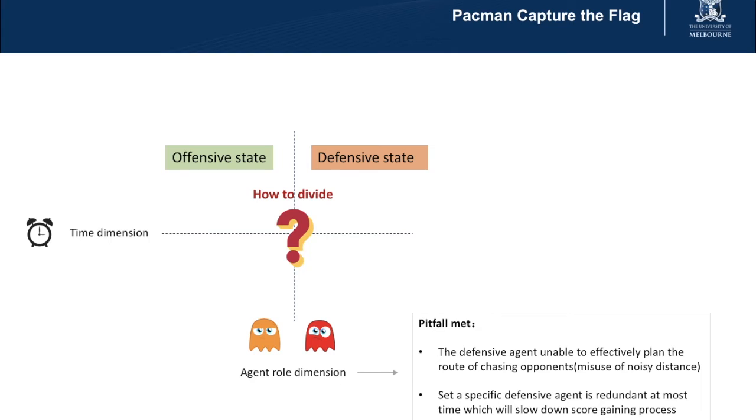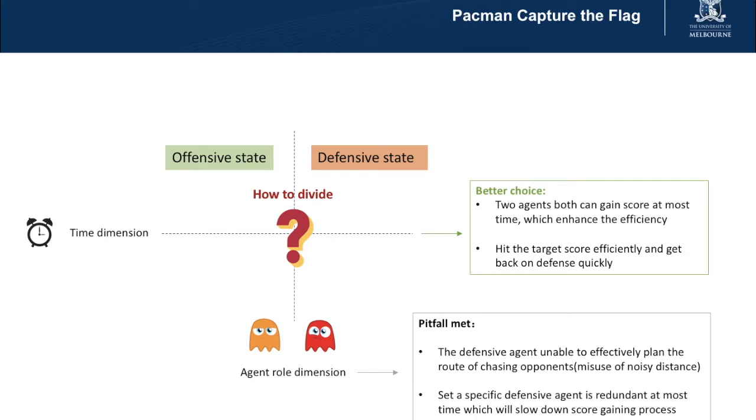Regarding pitfalls of the agent role dimension, the defensive agent was unable to effectively plan the route of chasing the opponent because we misused the noisy distance. Moreover, setting a specific defensive agent staying at home during the whole game is too redundant, which will slow down the score gaining process. By contrast, dividing in the time dimension, the 2 agents both can gain score most of the time, which enhances the efficiency. They can hit the target score efficiently and get back to defense quickly.